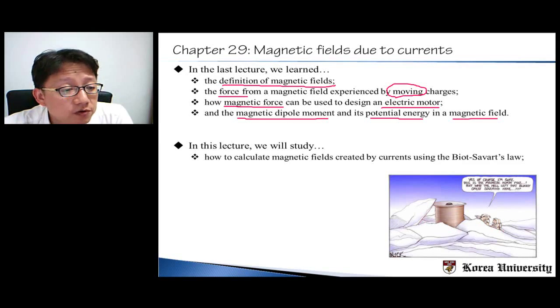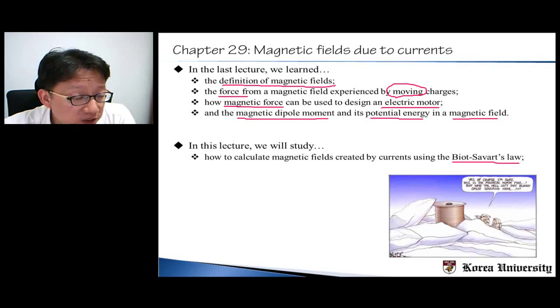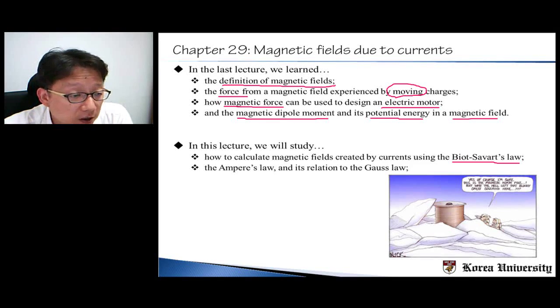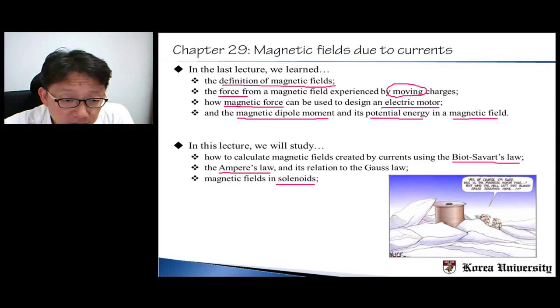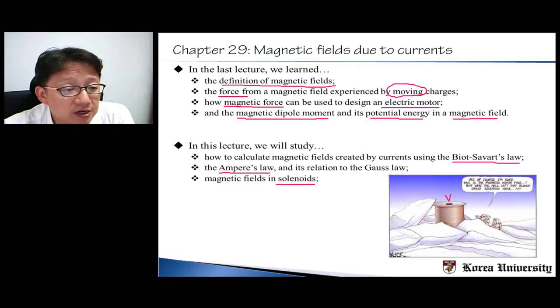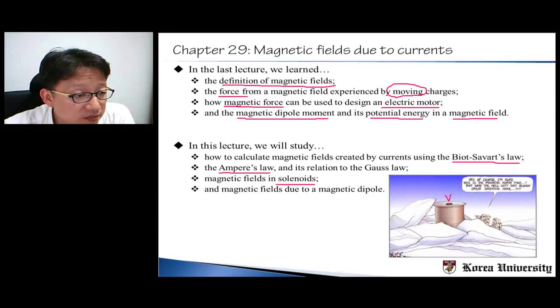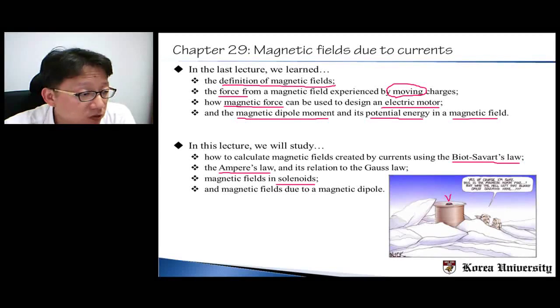And in this lecture, we will first study how to calculate magnetic fields created by current using the Biot-Savart's law, which means that we are going to use the mathematical equations to explain how to calculate magnetic fields. Okay, and then we will learn another law, which is called the Ampere's law, and this Ampere's law is very close to the Gauss law for electric fields. Okay. And then we will also learn the magnetic fields in a solenoid. And a solenoid is actually a type of coil which looks like this. So, this is a very important device in the case of magnetic fields. So that's why we are going to learn it. And then we will finally learn the magnetic fields due to a magnetic dipole. Okay, this is what we are going to do.